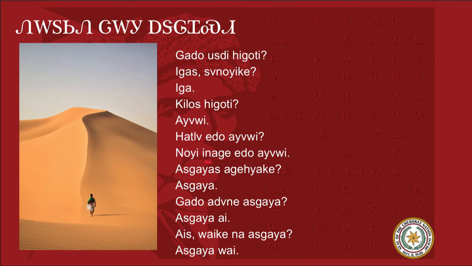He's located in the desert. How would you say the person is located in the desert? Noya, or you could say noya want, you know, they're walking and saying want. I like that word. That's cool.